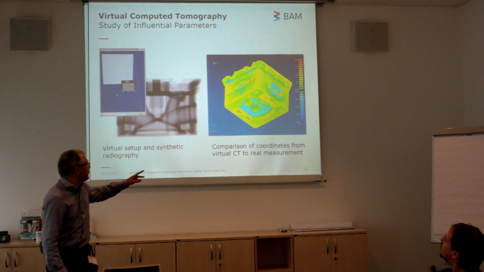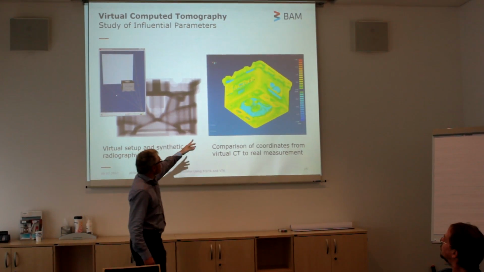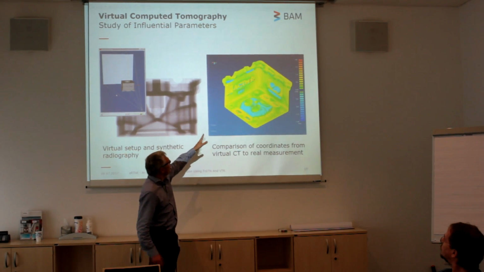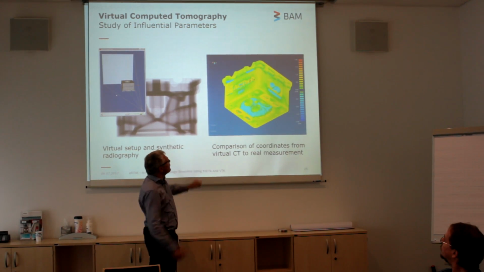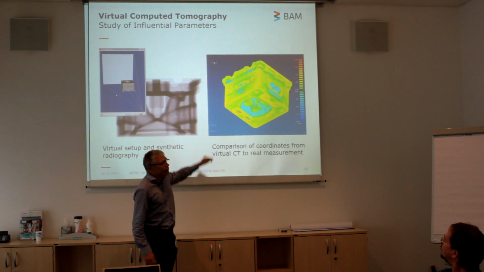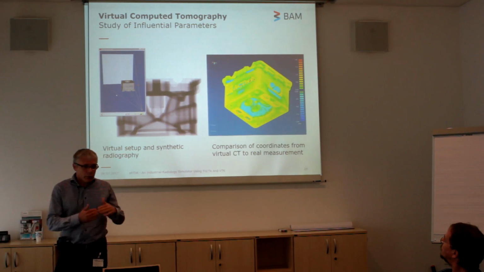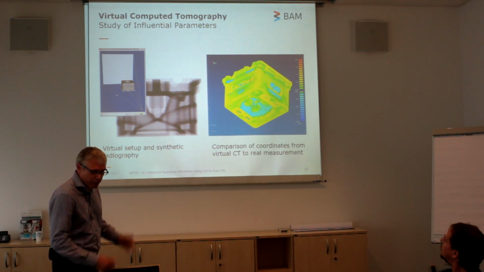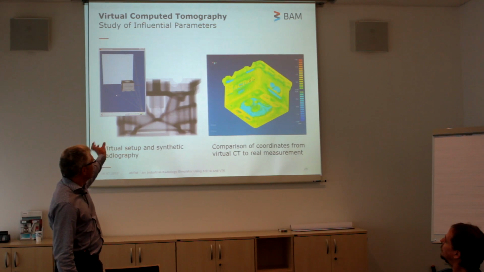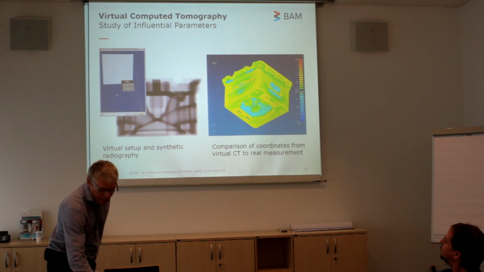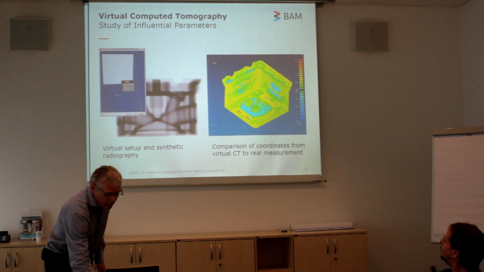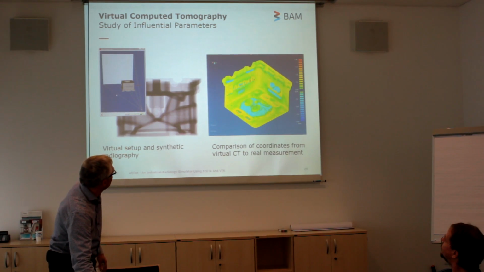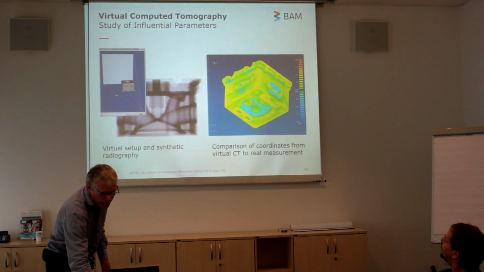For instance, here, this is an image of a comparison of the virtual CT coordinates of the surface with the measured ones, to study the influences, and then you can change parameters and look at which parts of the image are more influenced than others.